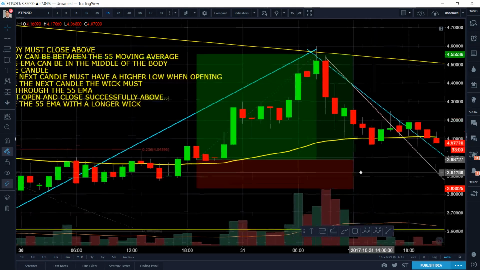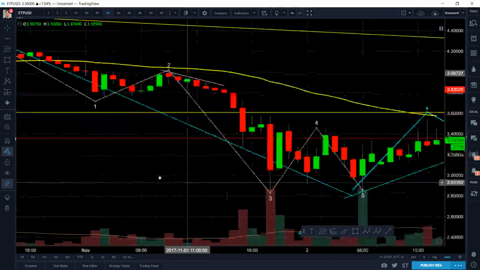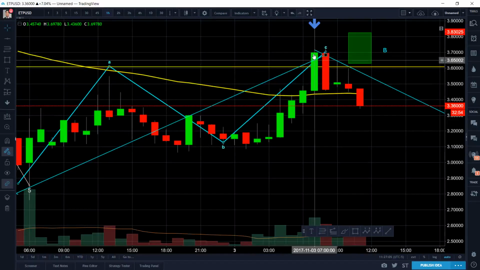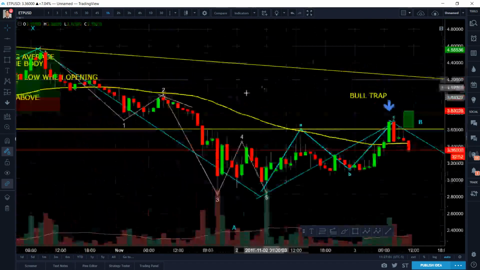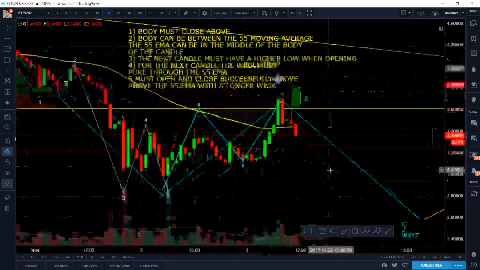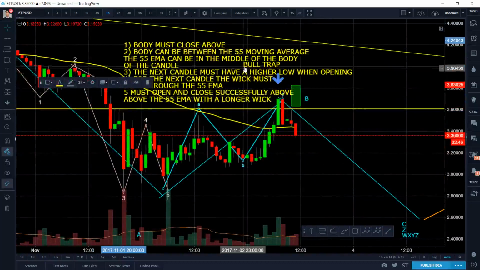longer wick, okay? Now, I'm going to show you guys what a bull trap is over here. Now this looks like the body is now closing it, but it doesn't meet my condition, guys. It doesn't meet my next condition, so I would not enter a trade, right?